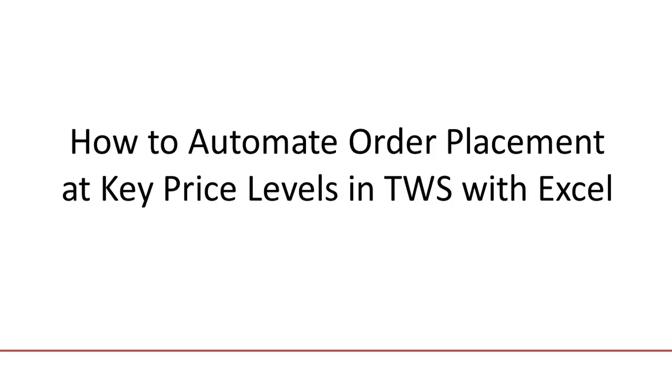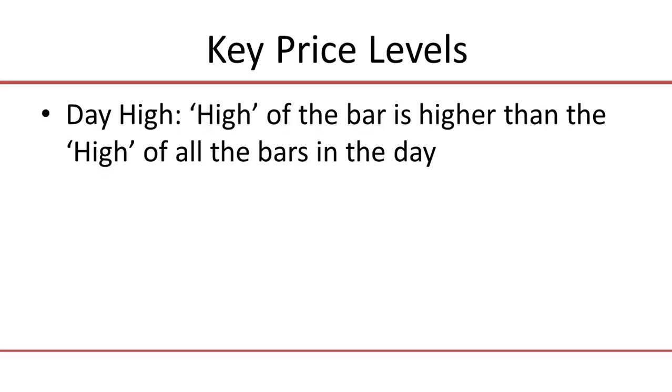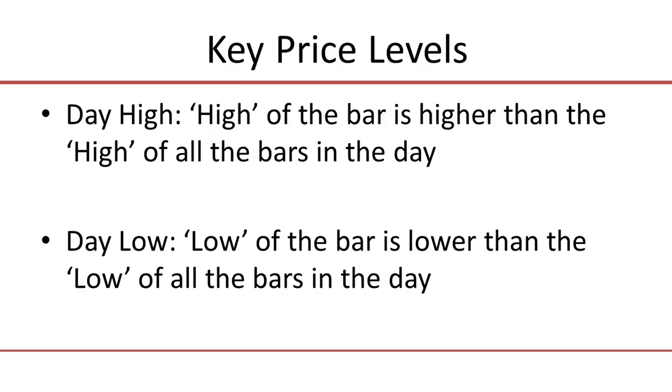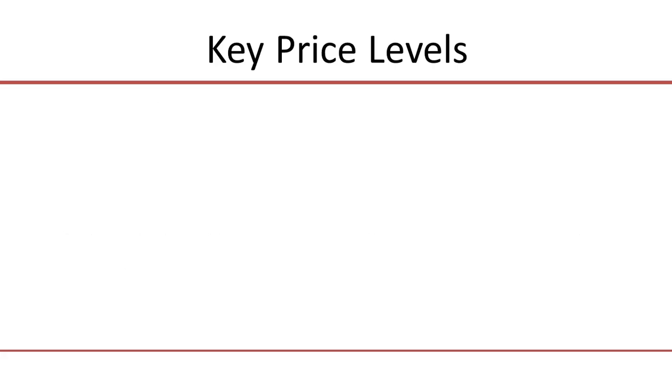So before I show you the Excel tool, let me quickly explain the key price levels this trader was interested in. So first we have day high. So if high of the bar is higher than the high of all the bars in the day, then it's a day high. Similarly, if low of the bar is lower than the low of all the bars in the day, then it's a day low.